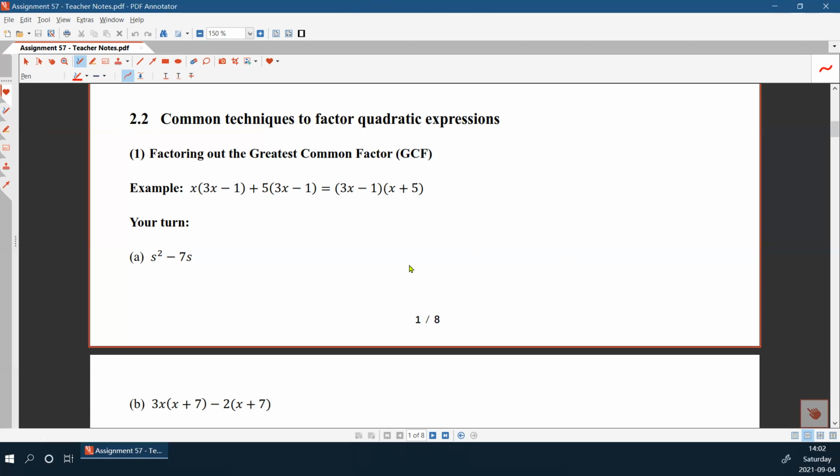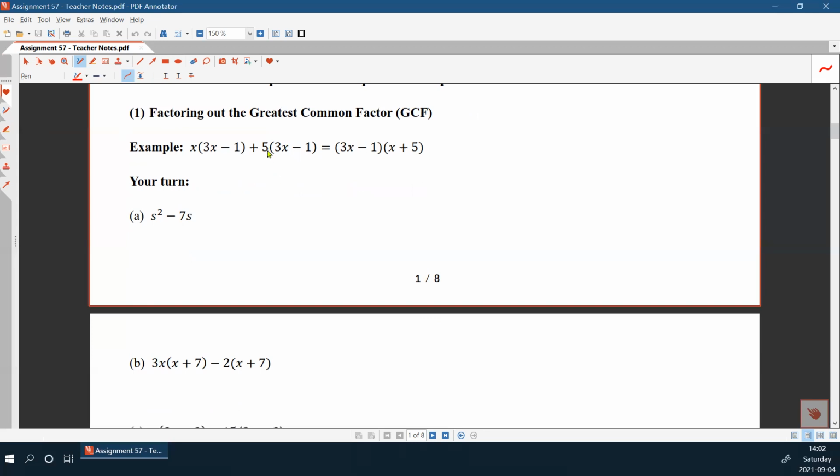All right, let's see the examples and all the questions here. The first technique is to factor out the greatest common factor. This is probably the easiest technique, right? First of all, if there is a greatest common factor, we can just put the greatest common factor in front. And as you can see here, this can be factored to s times s minus 7, right?